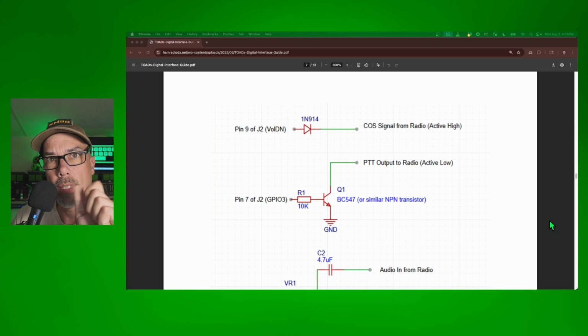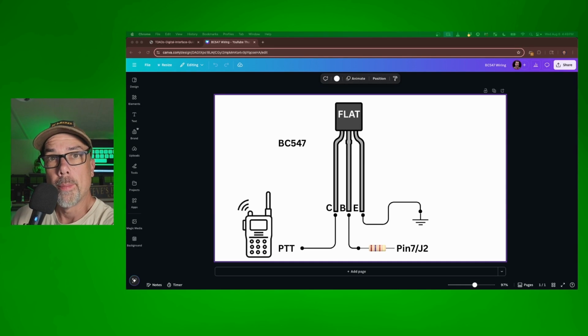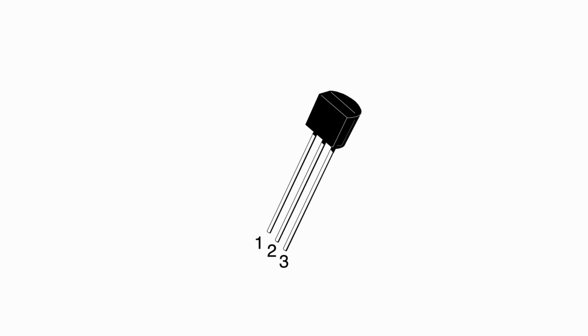Just like if you had pushed the PTT button on the mic yourself. I made a prettier diagram. When you see transistors out in the wild, they're kind of half round shape with a flat side and a round side as you look down on them.